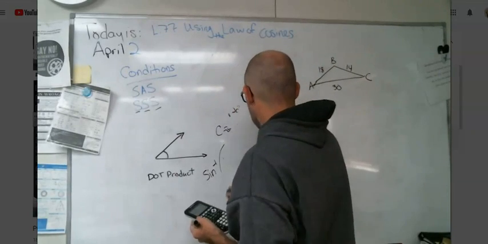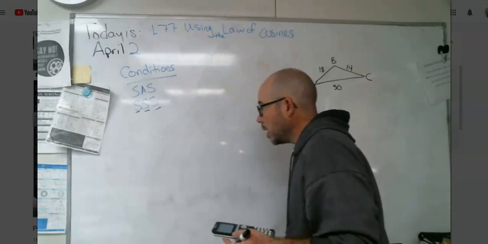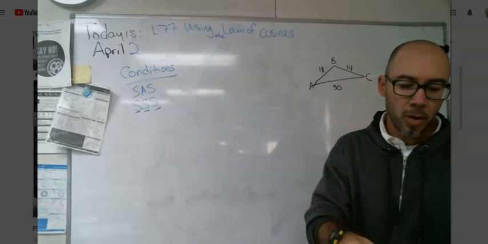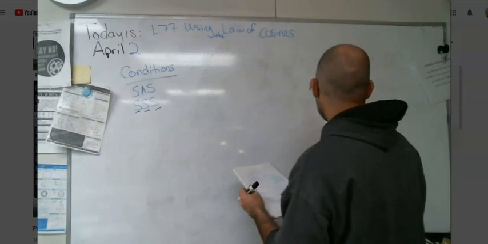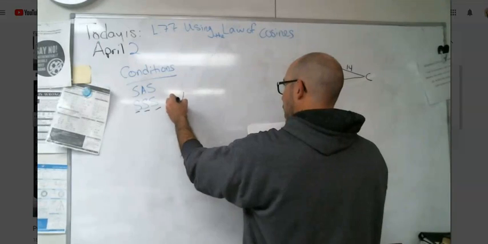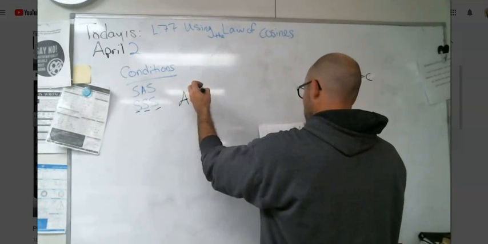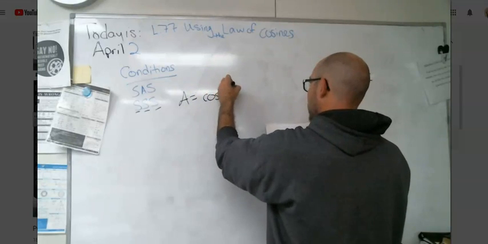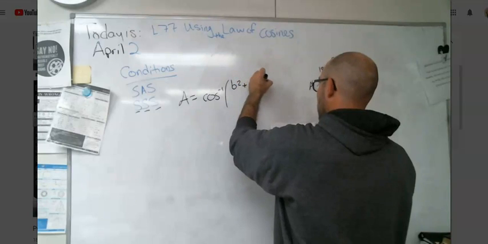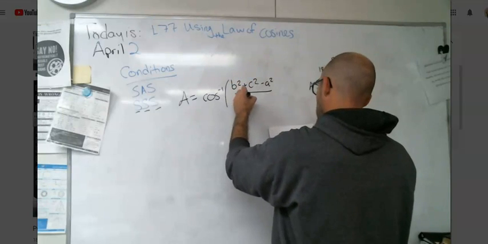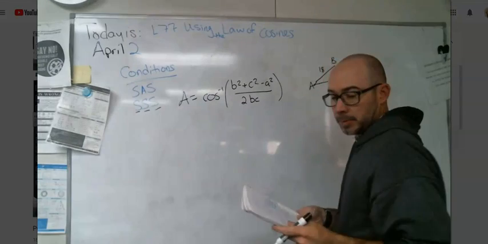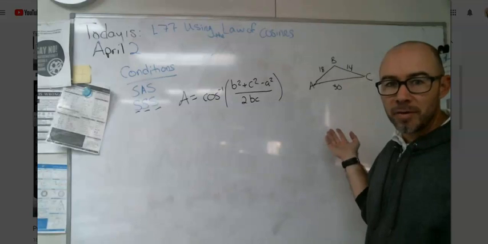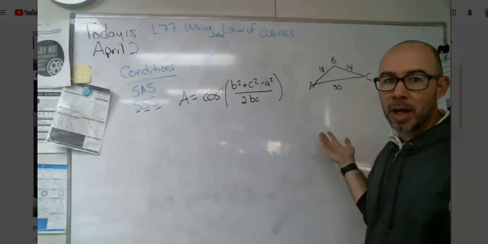The second one is the other condition, side, side, side condition. So we're going to use that alternate version, where we're going to find angle A, and I'm going to use the second one where we have the inverse cosine of b squared plus c squared minus a squared over 2bc. Okay, so we'll go after angle A first. We don't know any of the angles. We can go after any of them that we want to. I can go after angle A first.